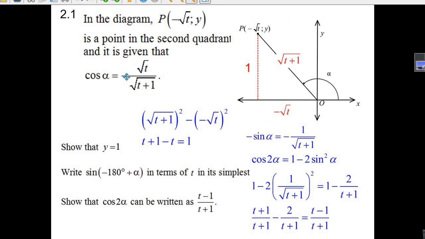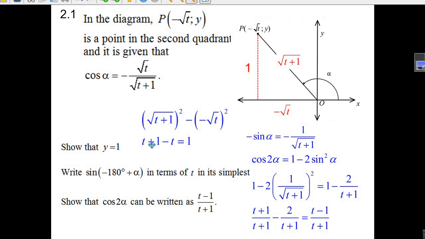Well, there's the minus root t, but the hypotenuse, adjacent over hypotenuse, that means this has to be root t plus 1 right there. Well, that's it. That's the main thing. We've got the hypotenuse, we've got a short side. If we want to figure out what the other side is, we're going to show that it actually equals 1. All we do is square the hypotenuse and subtract it from the other side squared.